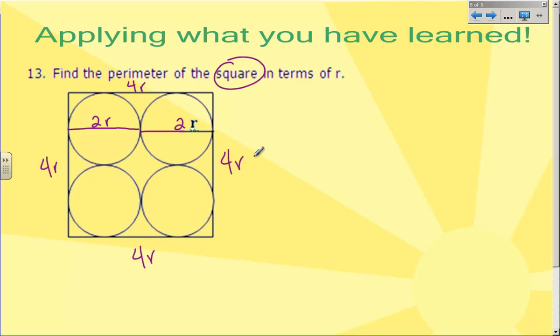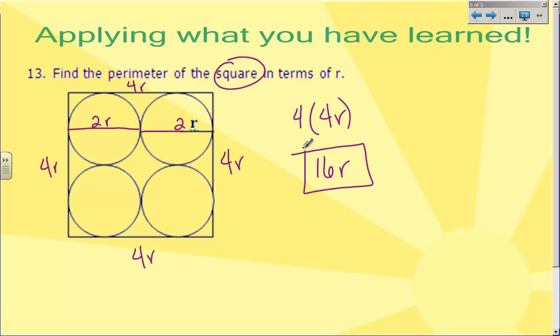So if I want to find the perimeter, I just take one of the sides times 4 because there are 4 of them. Well, 4 times 4R makes 16R. There's the perimeter in terms of R. That's all they want, just an expression that contains the letter R.